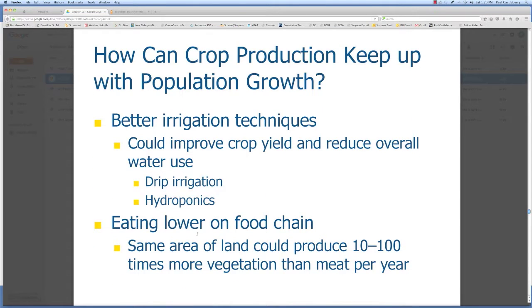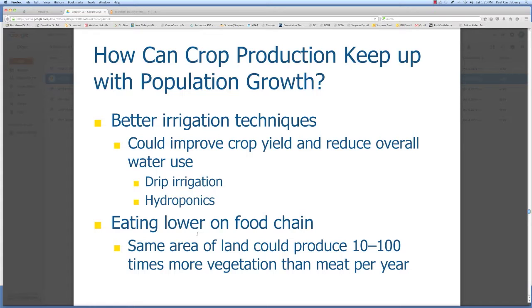One other way that we can look at is better irrigation techniques. This could improve crop yield and reduce the overall water use. Drip irrigation, we find, is a very, very cost-effective and eco-friendly way of producing subsurface moisture. Hydroponics is another one. We see a lot of our tomatoes out on the open market that are grown using hydroponics. So grown in water.